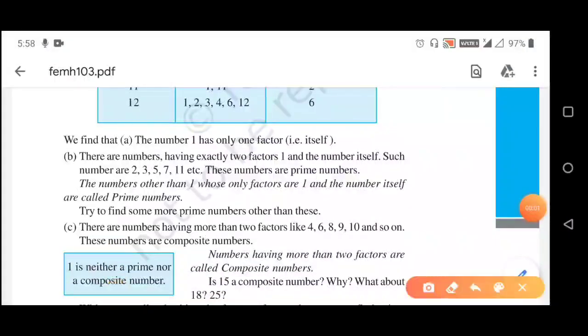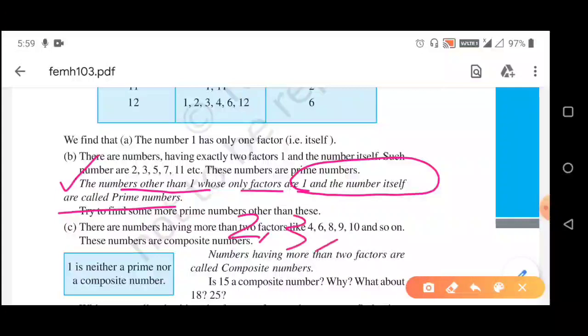So the definition is: the numbers other than 1 whose only factors are 1 and the number itself are called prime numbers. Note it down in your copy. And the examples will be 2, 3, 5, 7, 11, in this way, etc.